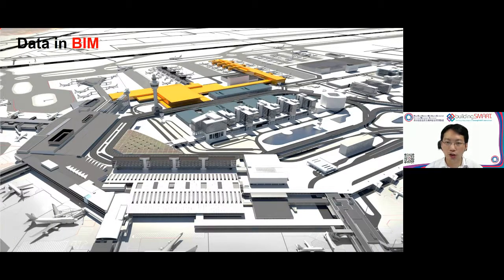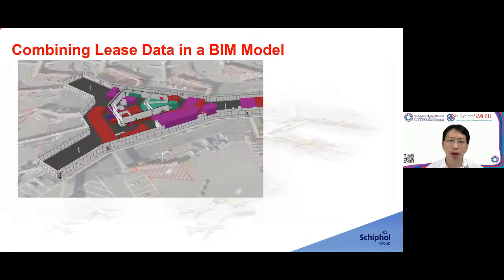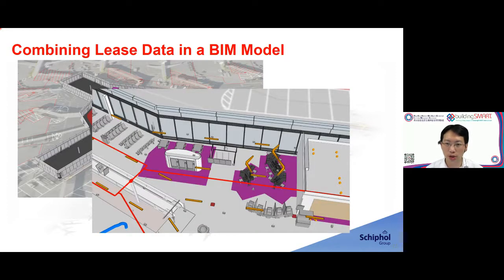And all these, as I've shown earlier, are in the openBIM standard, and that's why other software can also retrieve those information. And with that, they can also show, for example, the real-time position of the fire extinguisher. If there's an accident, they can see which are the closest fire extinguishers, in case there's a fire, etc. Or they can also combine the leasing data with the BIM model, and then they can see which area is more popular and more people will go, and then maybe they will increase the leasing price, something like that.